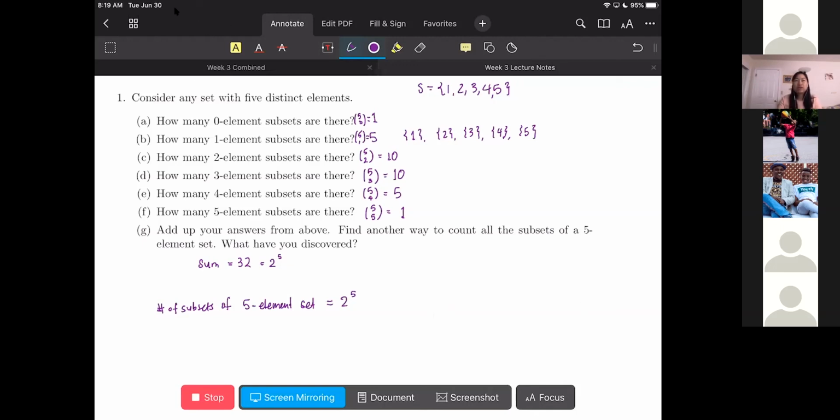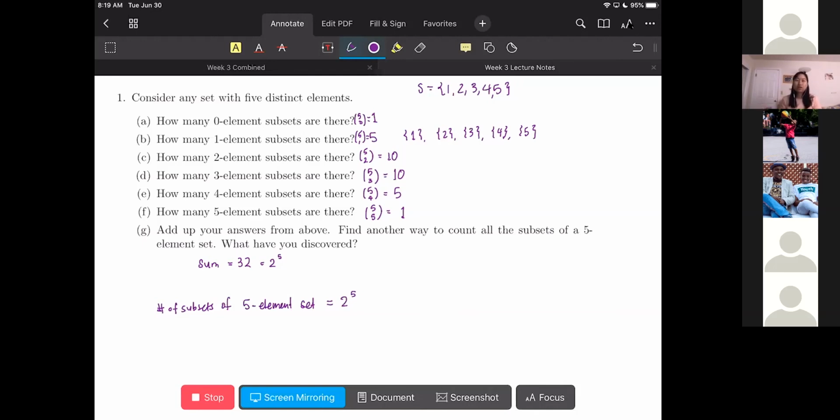Why is it 2 to the 5th? Because the number of elements are distinct. Yes, they're distinct. But the 2 to the 5th comes from, okay, so I'll just explain the way I think about it. The 2 to the 5th comes from the fact that for each element, you have 2 choices. One is to not put it in the set, and one is to put it in the set.